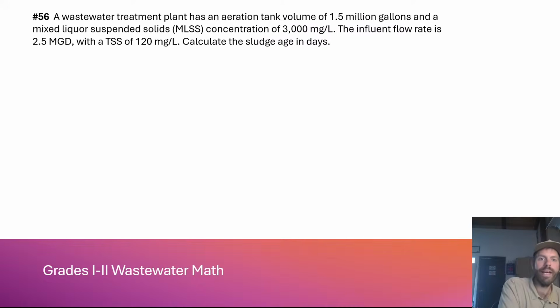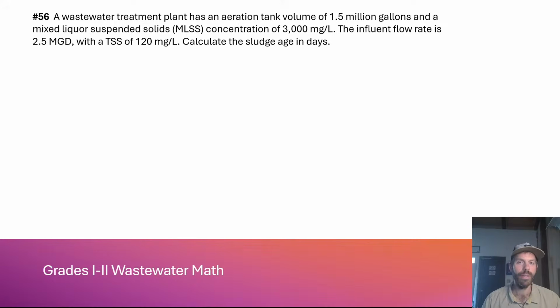A wastewater treatment plant has an aeration tank volume of 1.5 million gallons and a mixed liquor suspended solids concentration of 3,000 milligrams per liter. The influent flow rate is 2.5 mgd with a TSS of 120 milligrams per liter. Calculate the sludge age in days. I did a video about this that you should check out because it trips people up. If I had given you a wasting concentration and a wasting flow in this, you'd be like, well, which one do I use?